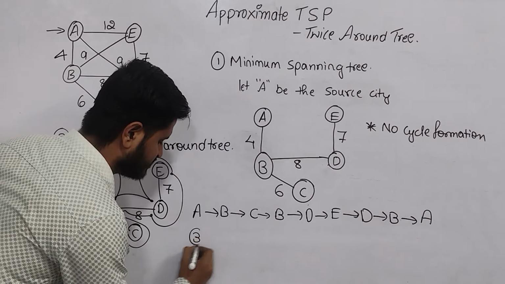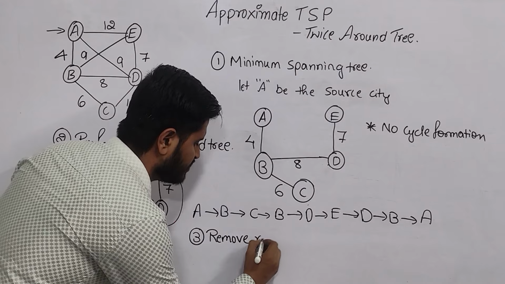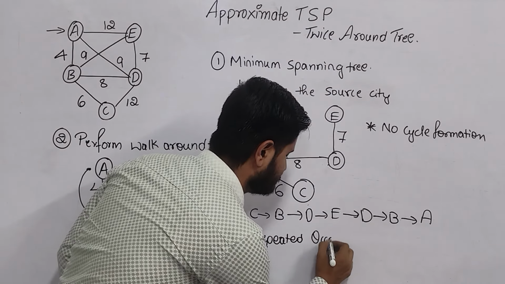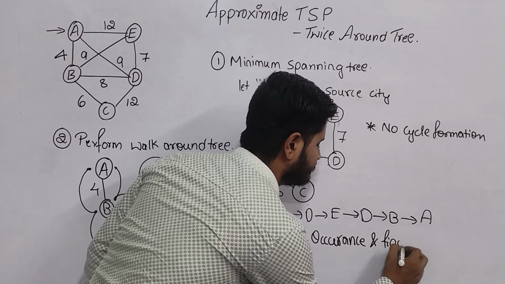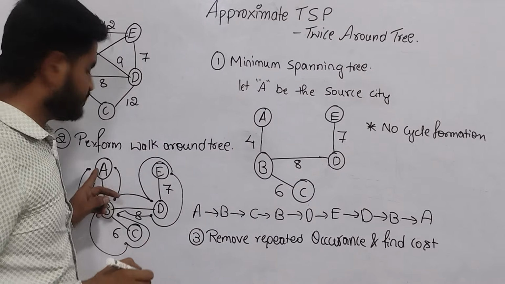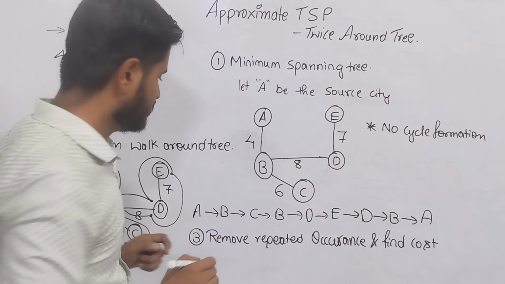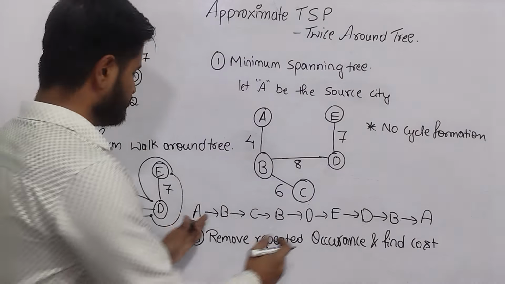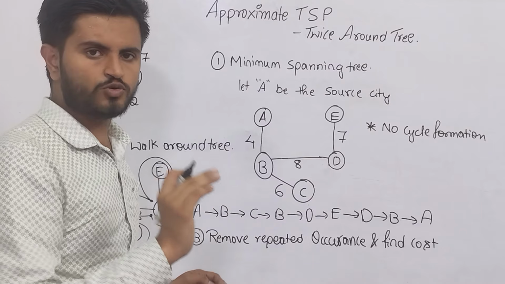Now in the third step, that is the final step, you remove repeated occurrences and find the cost. If you start from A, you must come back to A. Then only it will be called the traveling salesman problem. So the first letter and the last letter will remain as they are. In the middle of them, if the cities are repeated, you must ignore them.